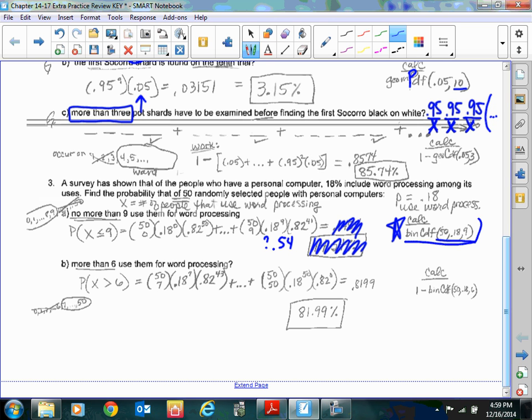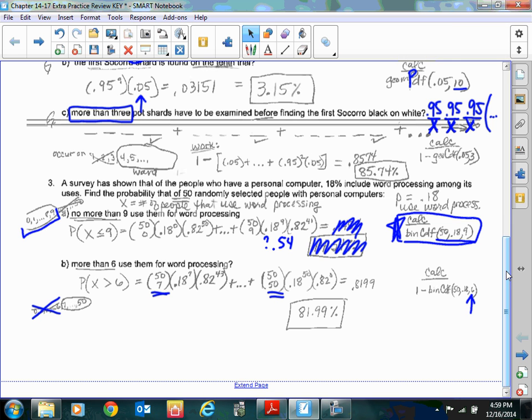This is the correct calculator process for this problem because you want no more than 9, so you want from 0 to 9. And this one, you want more than 6. That means you want the 7th to the 50th one. If you want more than 6, you need to take off the bottom 6. You are actually taking off the bottom 6 because you want more than 6. You don't want the 6th one.